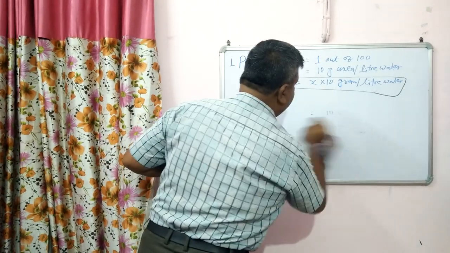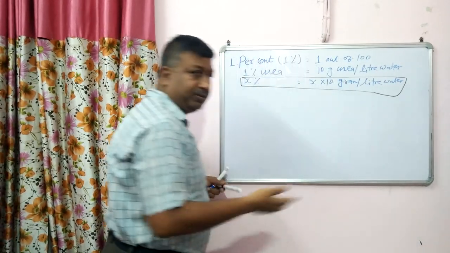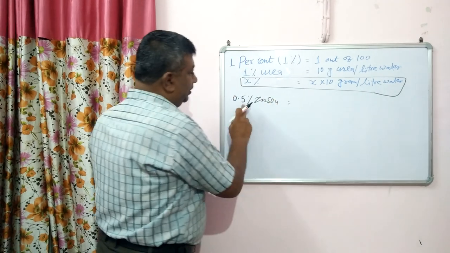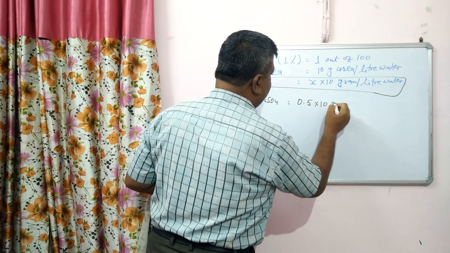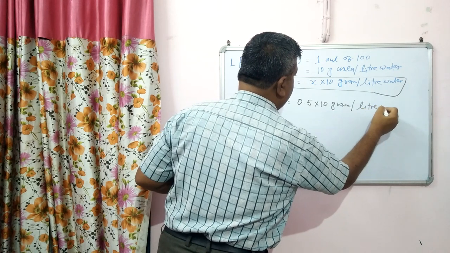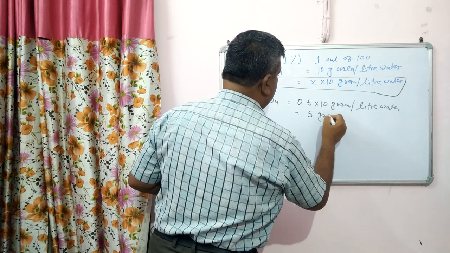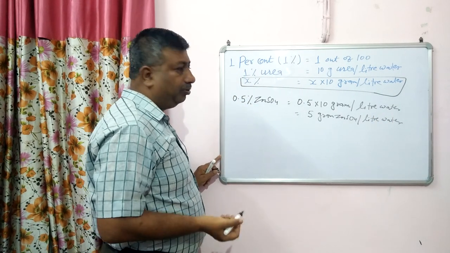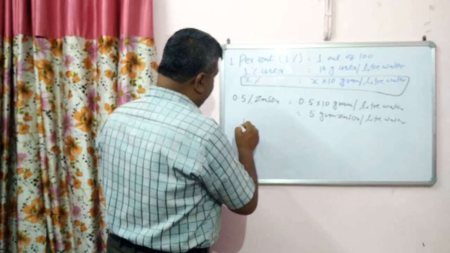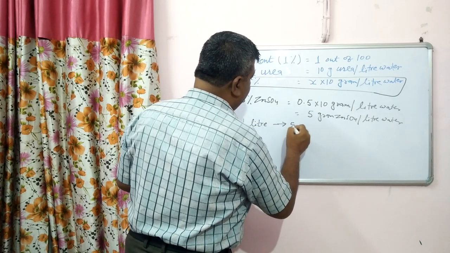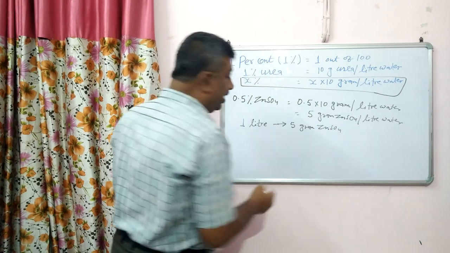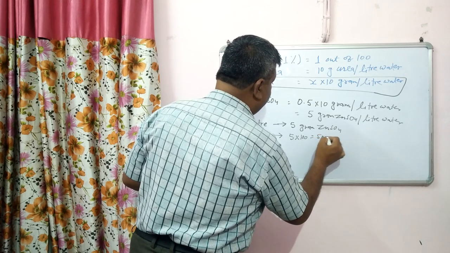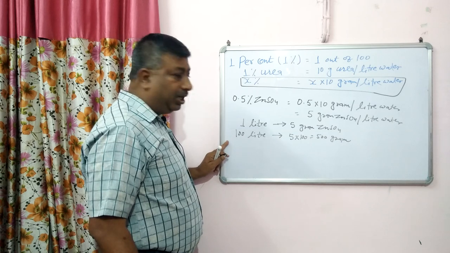Similarly, 0.5% zinc sulfate is commonly used, and 2% urea is commonly used. For a 0.5% zinc sulfate solution, simply multiply by 10, then it is in gram per liter of water. So 5 gram zinc sulfate dissolved in 1 liter water is a 0.5% solution. Suppose now we want to make it in 100 liter water. In 1 liter water, 5 gram zinc sulfate is required, so for 100 liter it is multiplied by 100, that is 500 gram. So dissolve 500 gram zinc sulfate in 100 liter water.